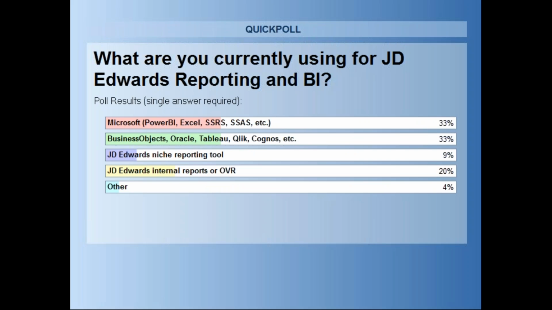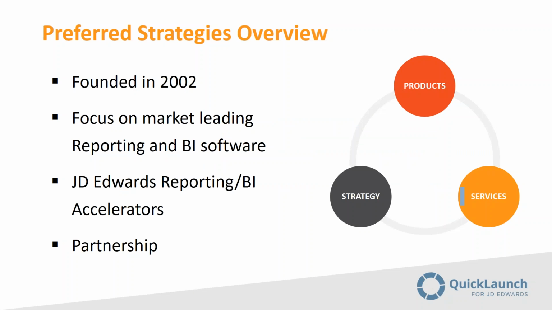So in this audience, we had 33% on Microsoft, 33% on others, like Business Objects, Oracle, Tableau, Qlik, Cognos, other top tier tools, 9% with JD niche, 20% using JD Edwards internal reports or OneView reporting, and 4% using other. Hide that, and the very last one, and then we're going to get going here.